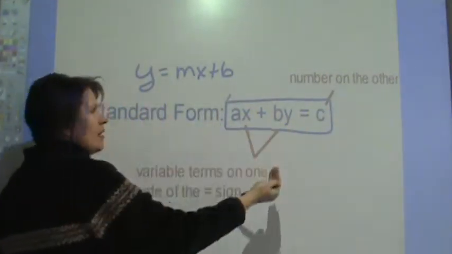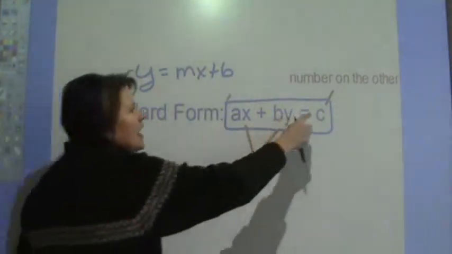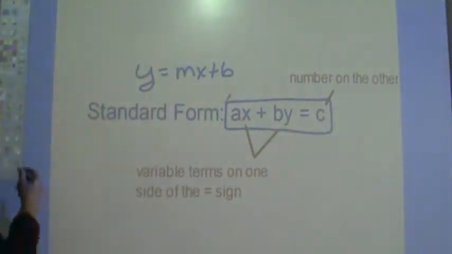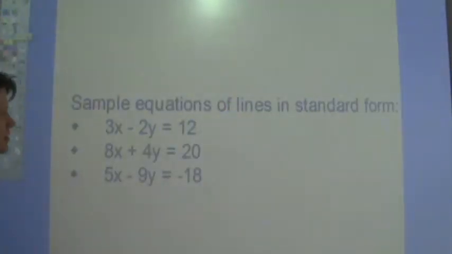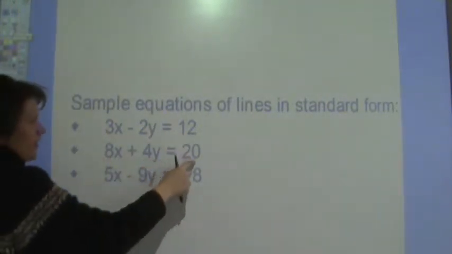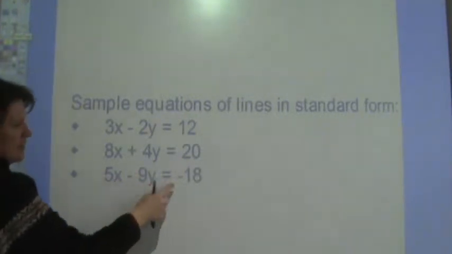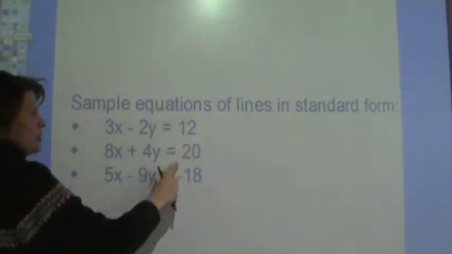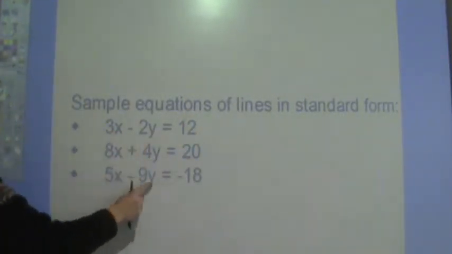The x and the y are on the same side this time, and the number is on one side by itself. Here are some examples, like 3x minus 2y equals 12. 8x plus 4y equals 20. 5x minus 9y equals negative 18. The number is by itself over here, your x and your y are on this side.